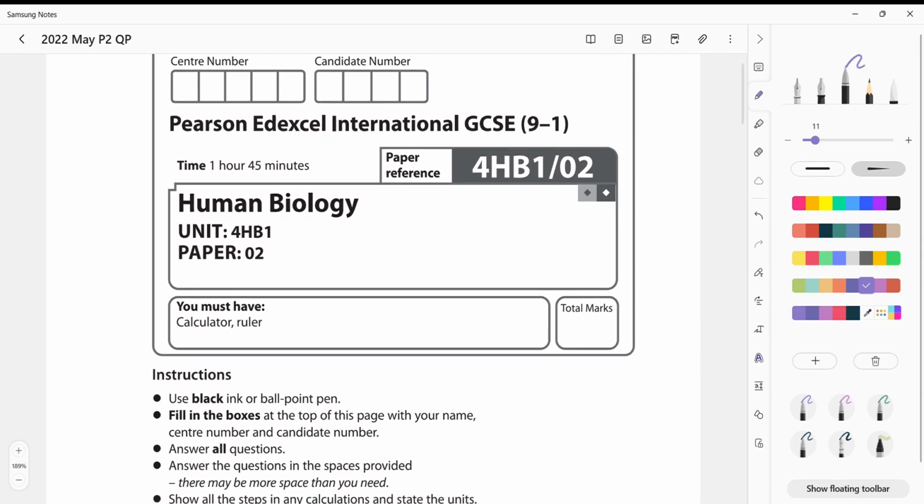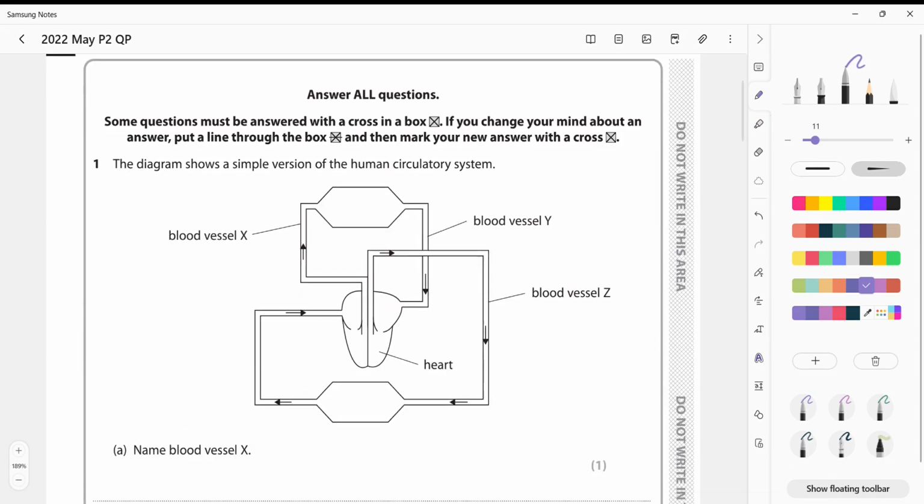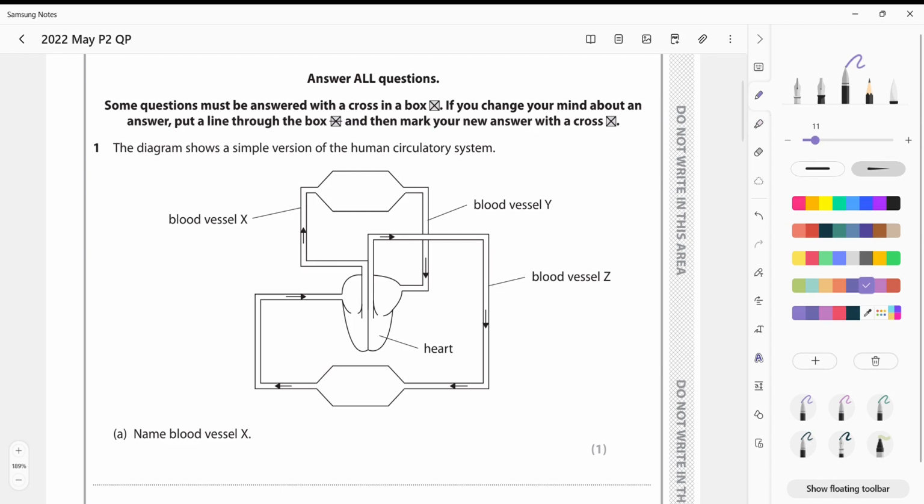So this paper 2 takes about 1 hour and 45 minutes, and you'll be tested on the whole syllabus, and the total mark for this paper is 90. All right, let's start off with the first question.